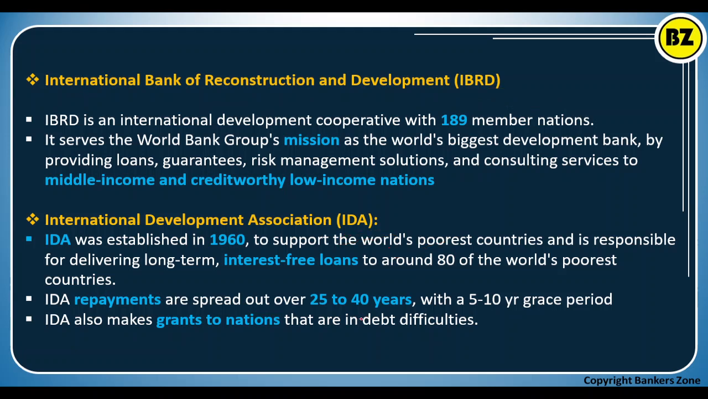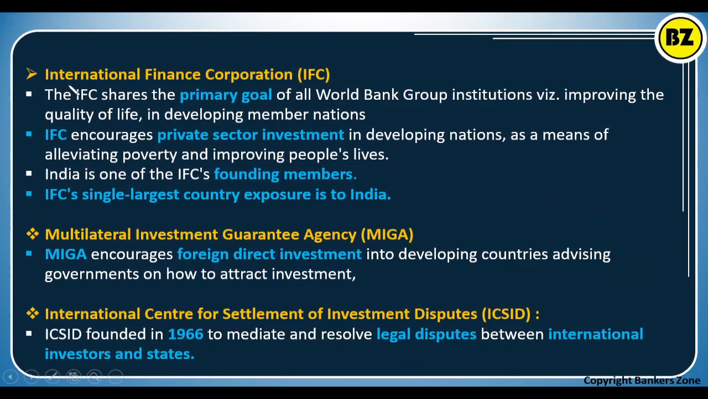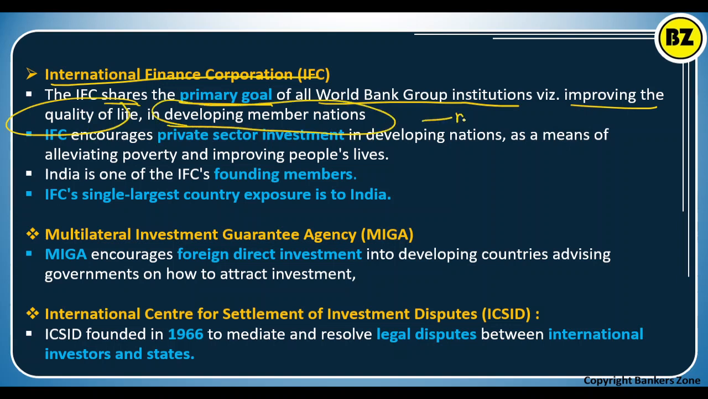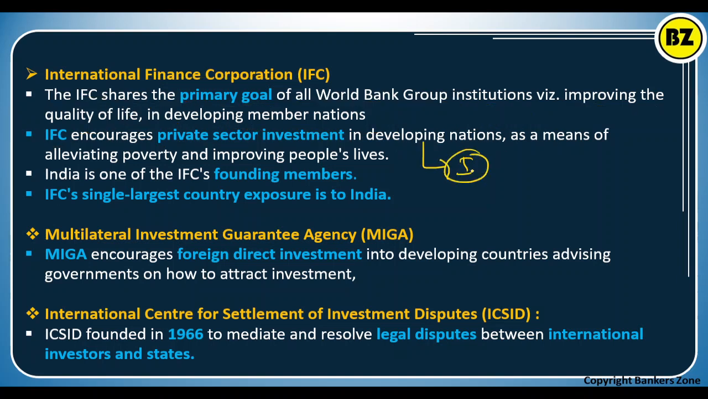Now the next wing of the World Bank is IFC. What is the International Finance Corporation, IFC? Its primary goal as a World Bank group institution is improving quality of life and developing the member nations. IFC encourages private sector investment in developing countries. What is a developing country? A country like India, we are not developed, we are progressing in our development. So we are a developing country. Countries like the USA are developed countries. This is a means of alleviating poverty and improving people's lives.